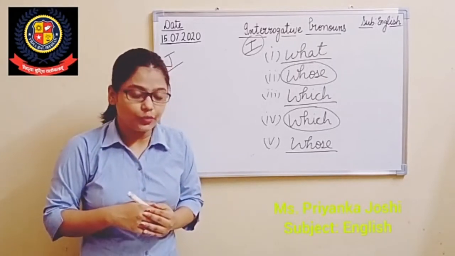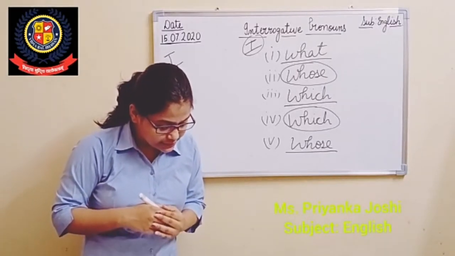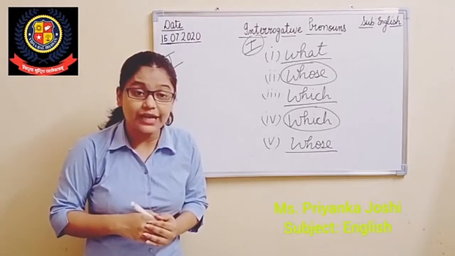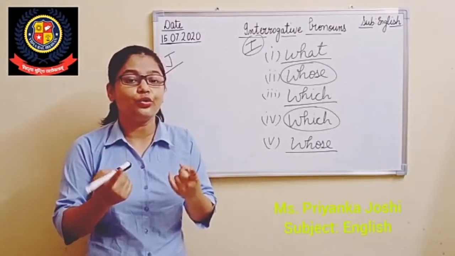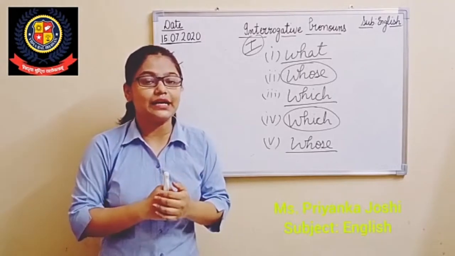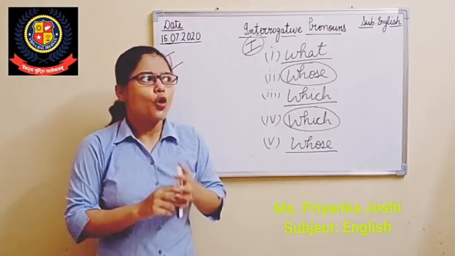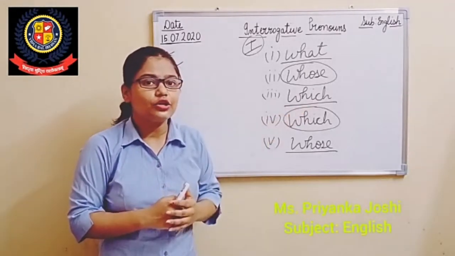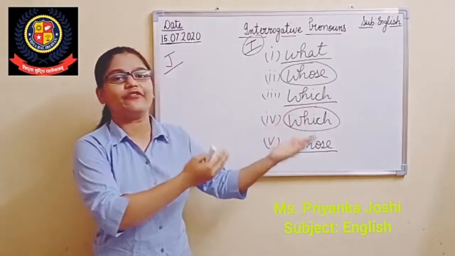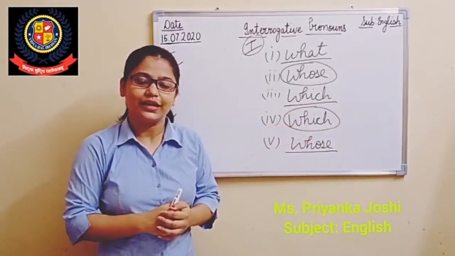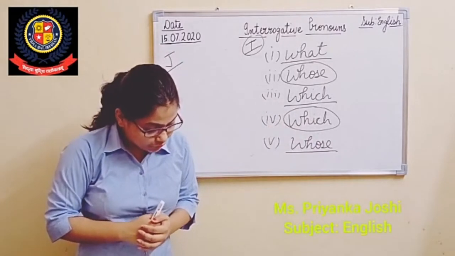Now come to the third one. Third is, Roshan's grandfather is a judge. Answer I have given you. Roshan's grandfather is a judge. Now you frame the question. What is Roshan's grandfather? So what answer you will get? Roshan's grandfather is a judge. Is it clear?